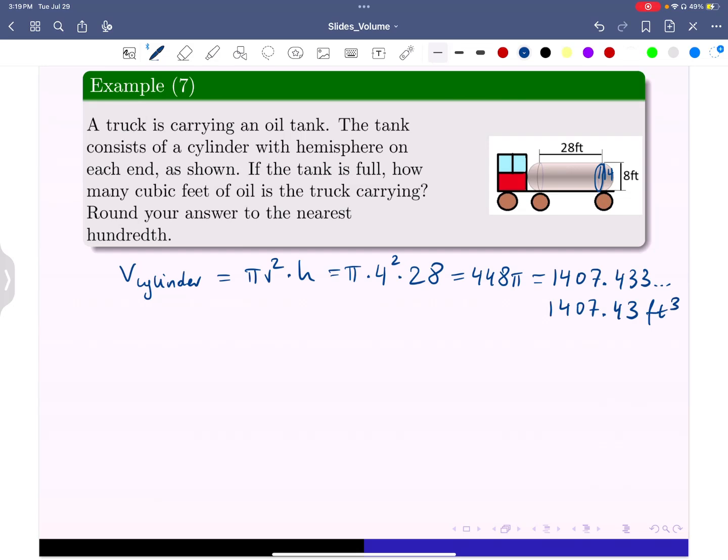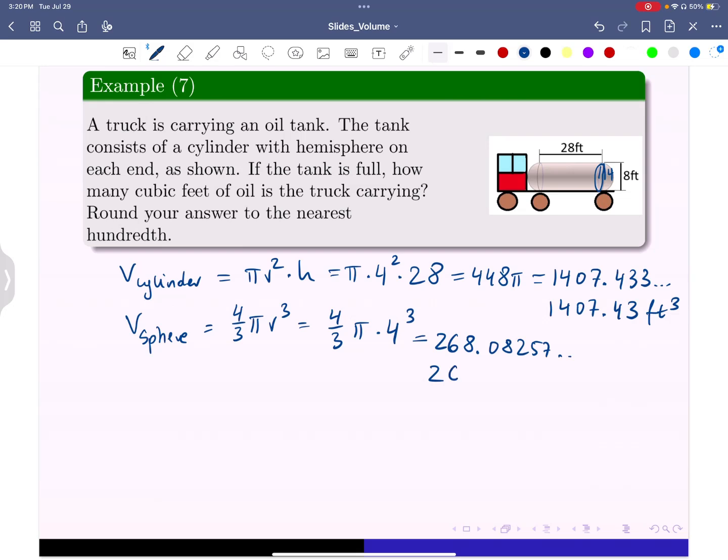Now we have two half spheres. So two halves of the ball. If we have half of the ball, together they give us a whole sphere, a whole ball. So the volume of the sphere is 4/3 pi r cubed, and the radius is 4 as well. So we have 4/3 pi times 4 cubed. 4 cubed is 64, and if we type all of that, we should get the number 268.08257, and so on, to the nearest hundredths.